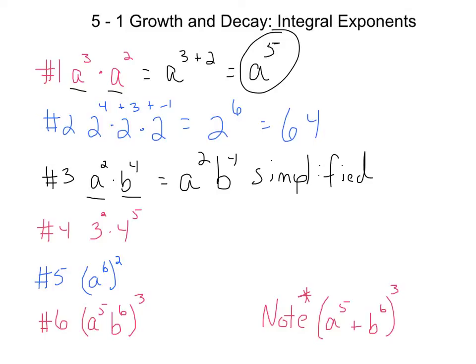Alright, what about here in number 4? We have 3 squared, which is 9, times 4 to the fifth power, which is 1024. Well, that's just 9,216. The important part about that problem, though, is that you could not add the powers.